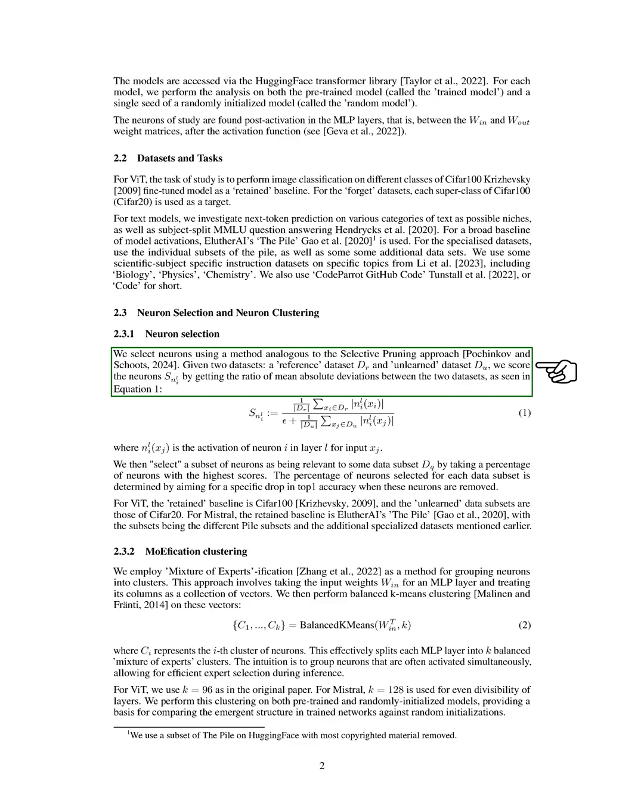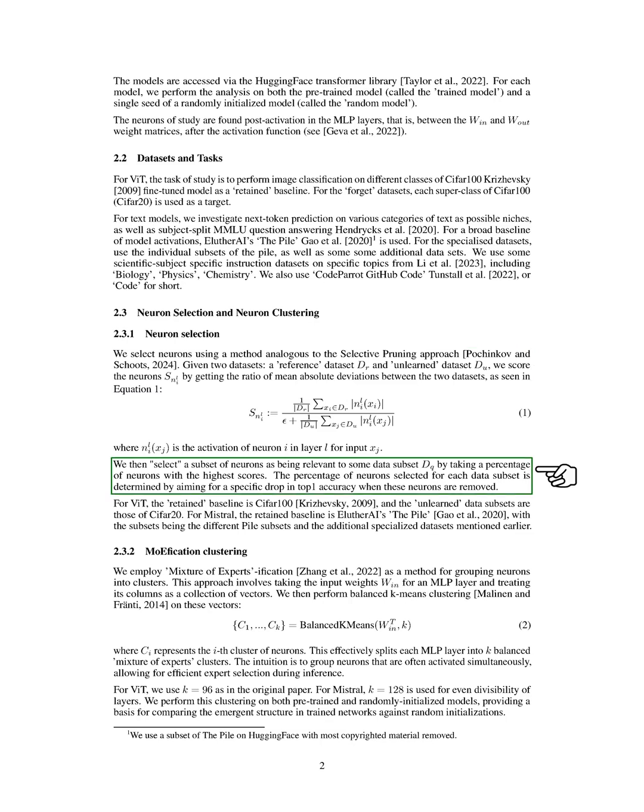We score neurons based on the mean absolute deviations between a reference dataset and an unlearned dataset. We then select a subset of neurons relevant to a specific data subset by choosing those with the highest scores, aiming for a targeted drop in accuracy when these neurons are removed.